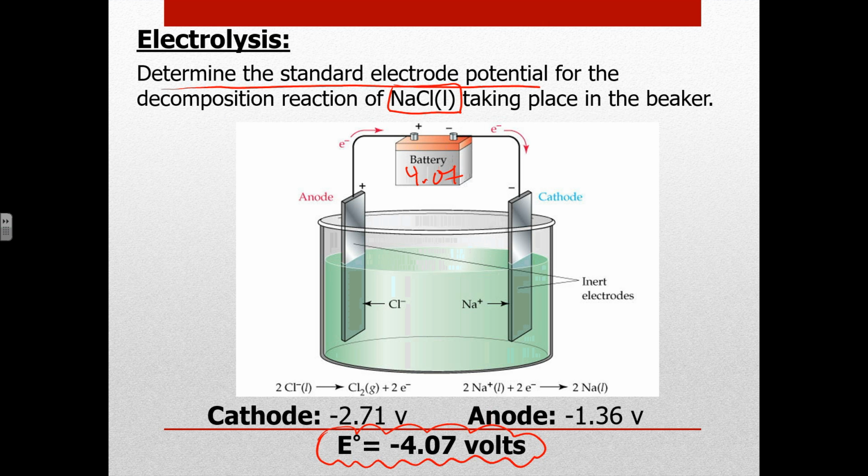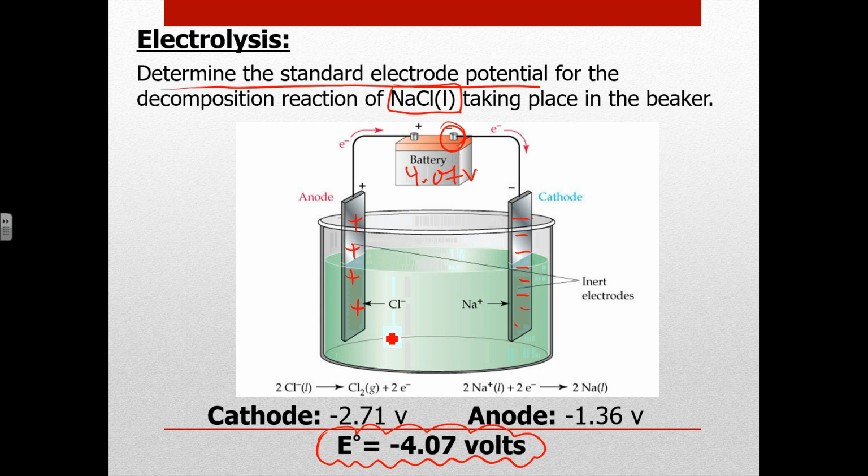It needs to be at least a 4.07 volt battery. We hook it up, and at the negative terminal of the battery, remember the electrons come out. So this terminal is negative, and this terminal is then going to be positive by default.